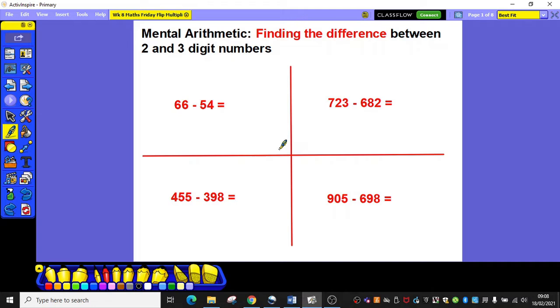I would like you to pause the video and have a go at finding the difference between these calculations. Welcome back, Year 4. Okay, let's go through the answers.